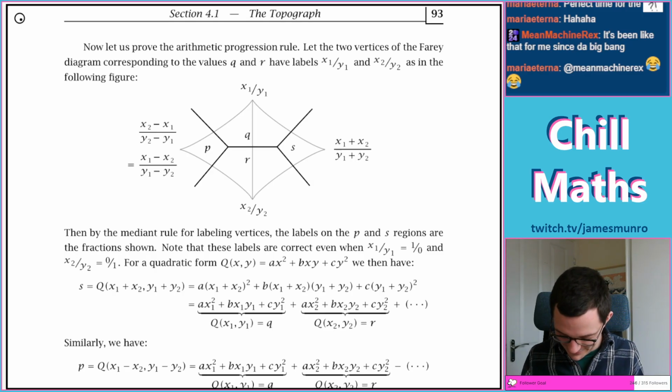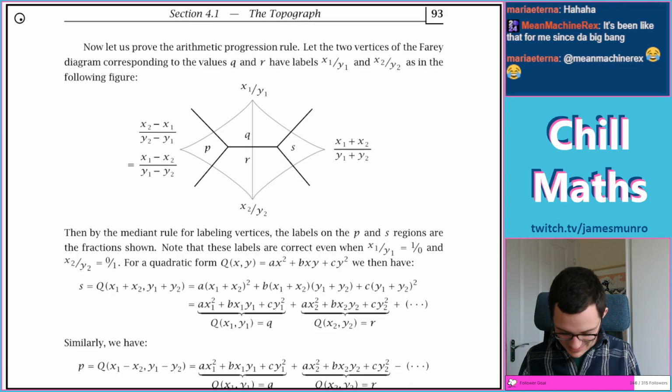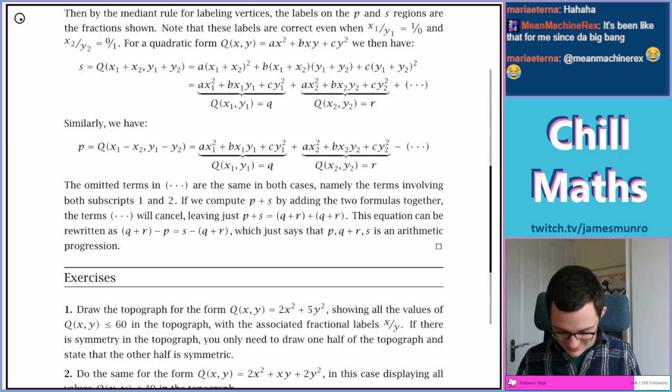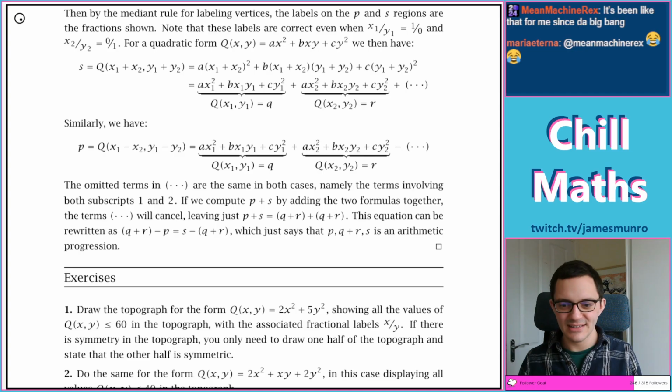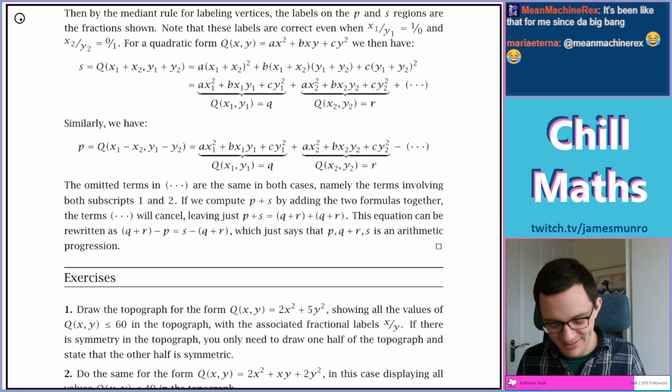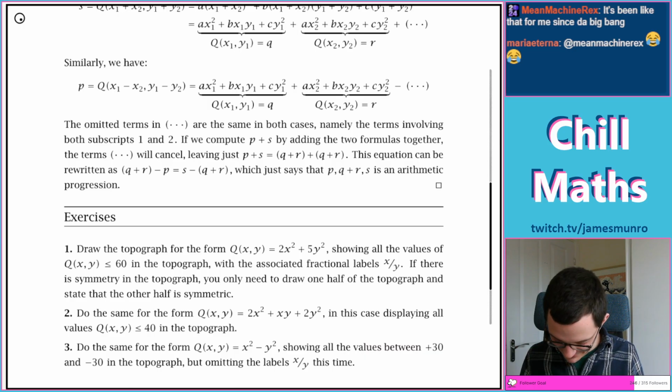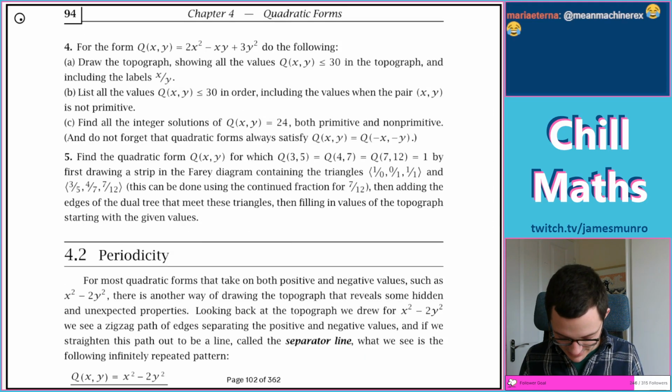So there they are, and then you're just going to go and plug it in, aren't you? For the quadratic form, we then have A, B, yeah, fine, C has this, P has this, you plug in that one as well. The omitted terms are the same in both cases. Add them together, the plus and minus signs cancel out, giving this thing. P plus S is twice Q plus R, which is your arithmetic progression thing. That's worth reading. I liked that a lot. There we go. Brilliant. Okay, and there's some exercises.